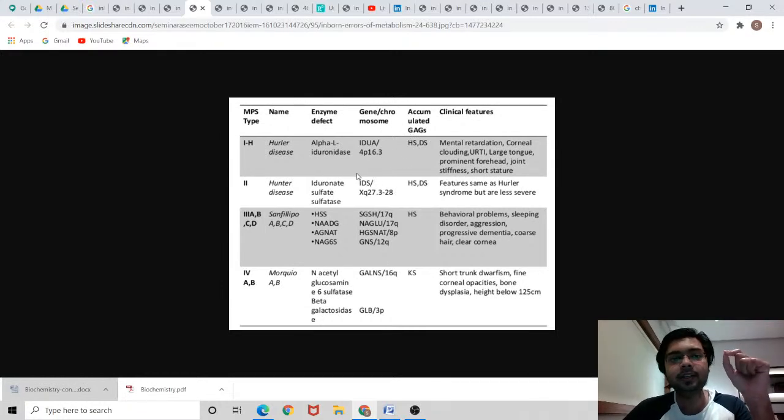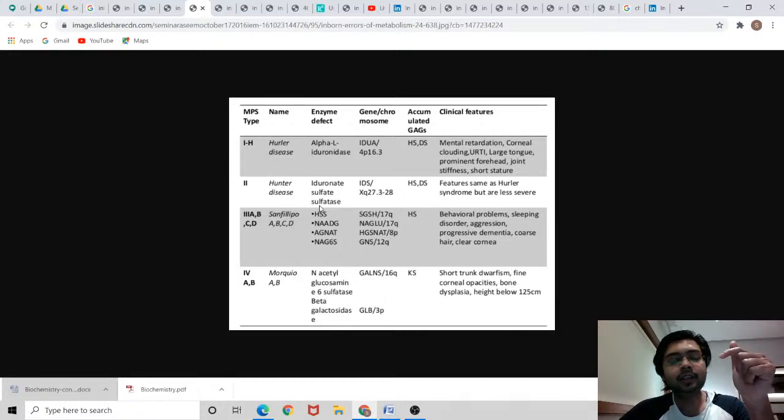In mucopolysaccharides, there are Hunter and Hurler disease. Hurler is type 1, Hunter is type 2. Both of them are important. One reason is the enzyme deficiency. In Hurler you will find alpha-L-iduronidase deficiency. In Hunter you will find iduronate sulfatase deficiency. Another thing is that Hunter disease has an X-linked inheritance pattern, so that is why it is also important.